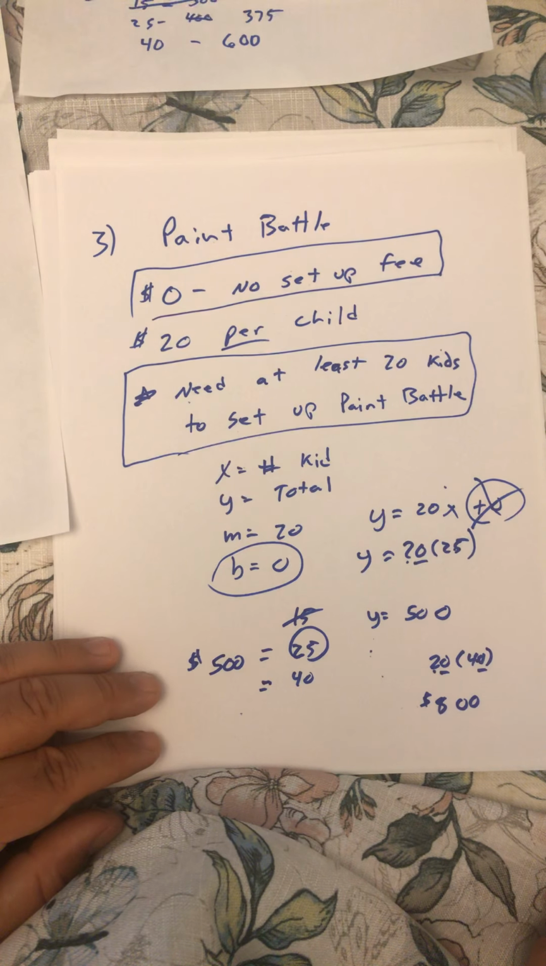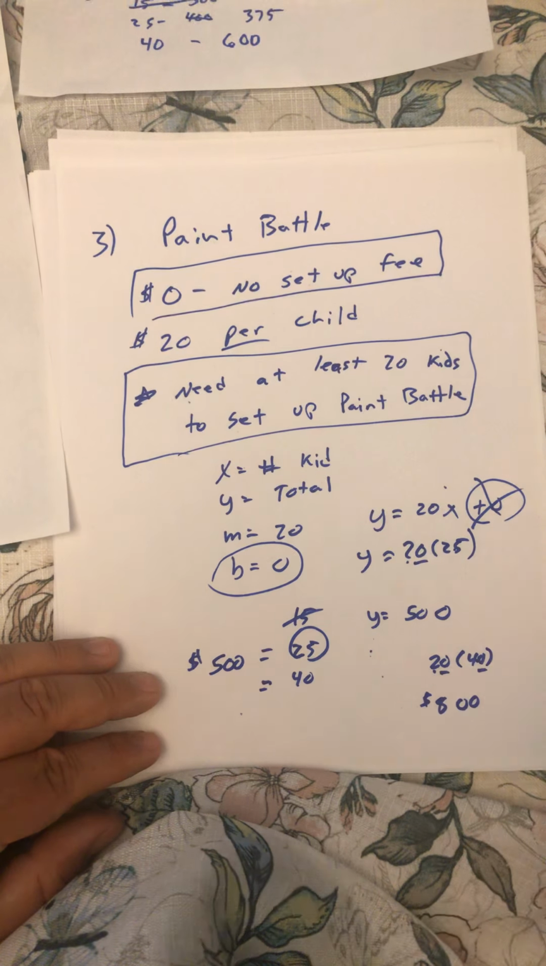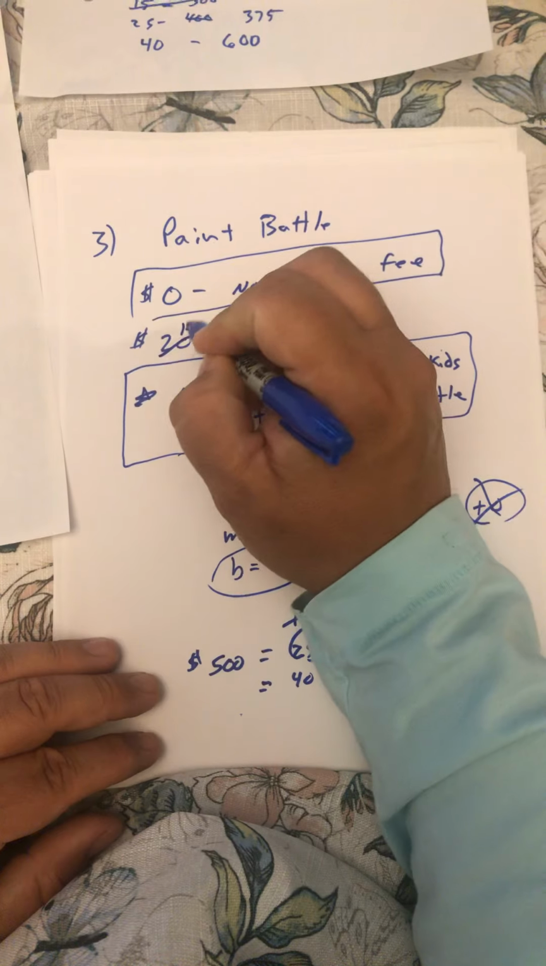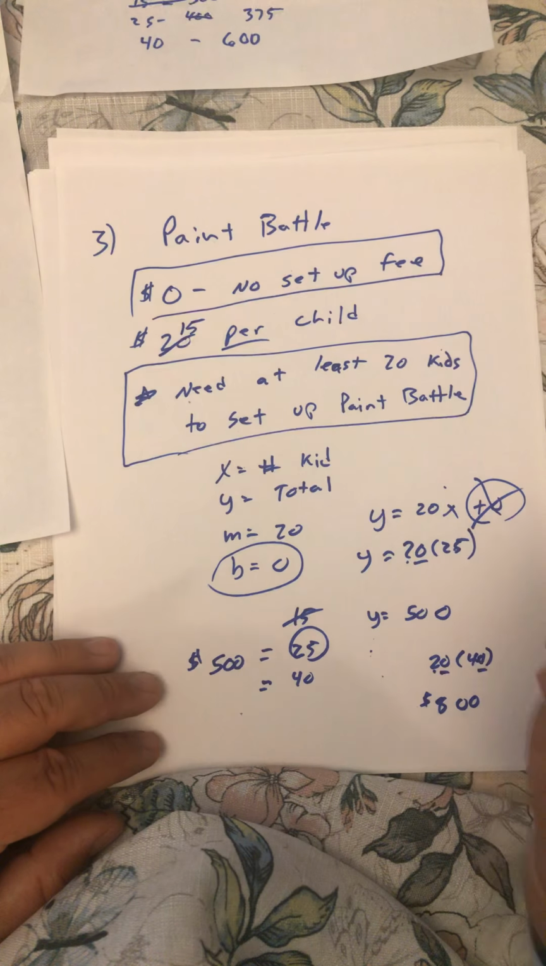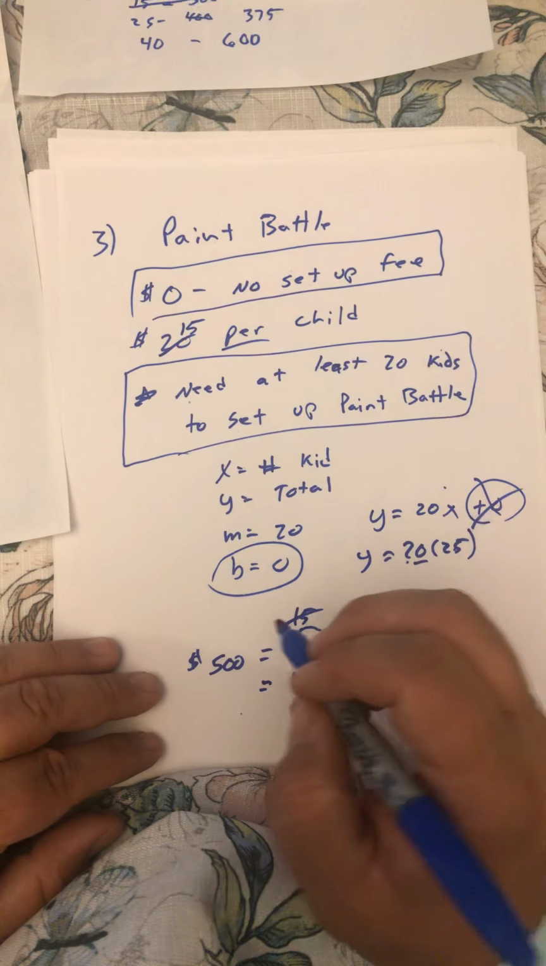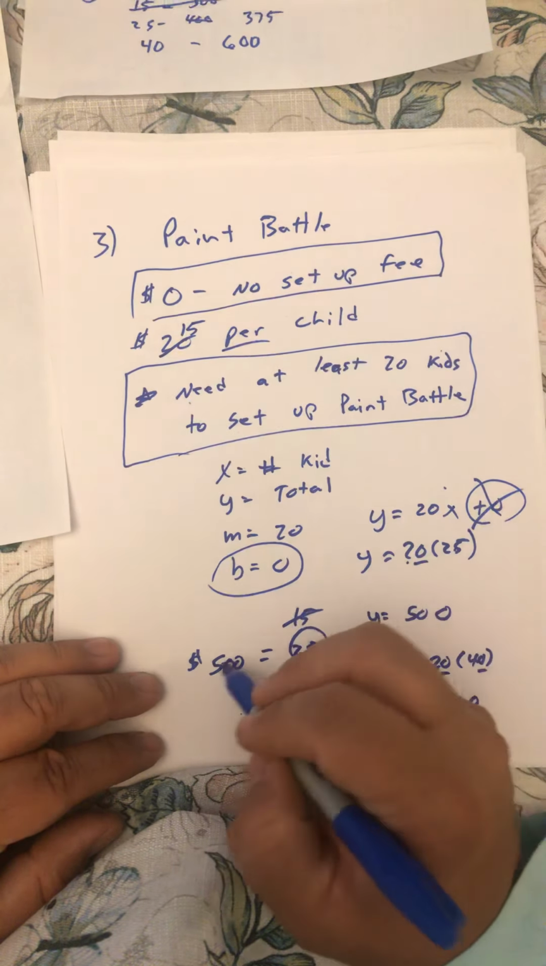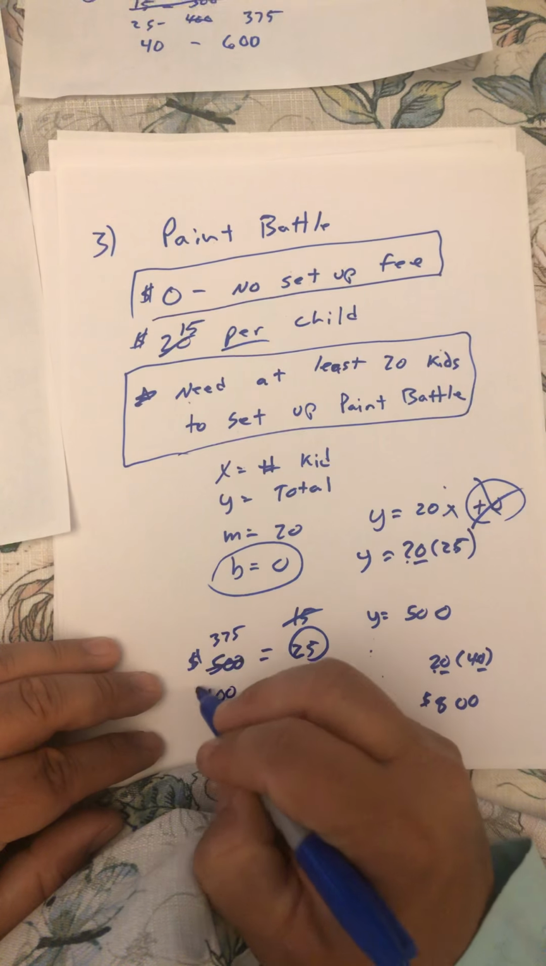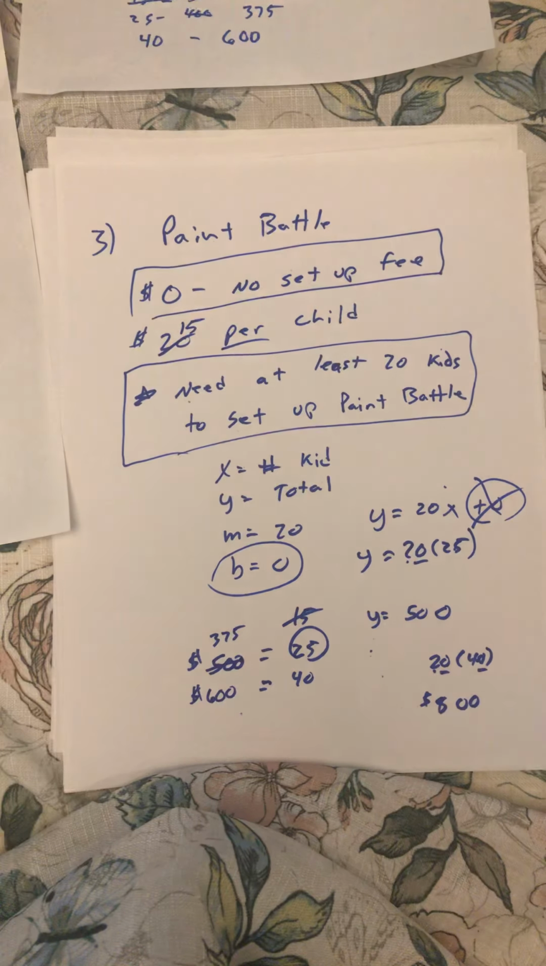You know what I did? When I made this one, I switched that to $15 for my example, so my bad. So we're going to switch that to 15. So if I switch that to 15, that would be $375, and then for 40 kids, it would be 600. My bad. I changed that last minute before I went live on this video, and I forgot to change it on the sheet. So my bad.